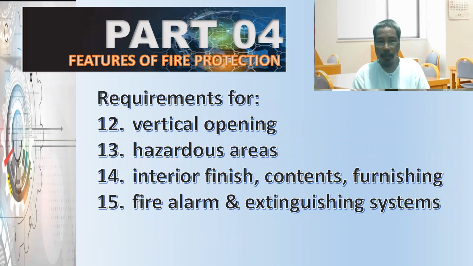This part 4 will be discussing features of fire protection. So we are doing the explanation on the different features of fire protection, under which we have 4 main topics: vertical opening, hazardous areas, interior finish, contents, furnishings, fire alarm, and extinguishing system. We'll discuss those requirements.